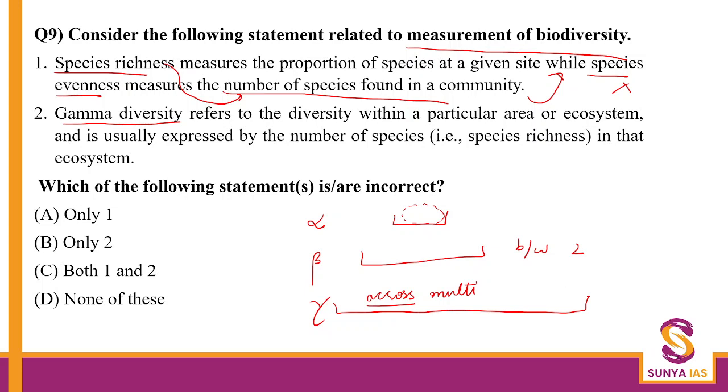Now let's read statement 3 very carefully. Gamma diversity refers to diversity within a particular ecosystem or an area. No, they are basically defining alpha. This should have been alpha diversity. For gamma, it has to be across multiple ecosystems. Fine. Again, they are asking you which of the following is incorrect. So here both the statements are incorrect. All right.